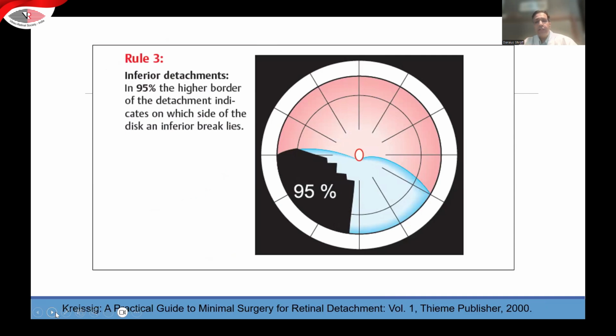What about inferior detachments? Inferior detachments are normally not so very bullous. They have shallow fluid. Again, the key is looking at the borders of the inferior detachment. And in 95%, the higher border of the detachment will tell you which side the break lies. So please examine the borders of the RD carefully and look where the fluid is going higher, because all these rules are based on gravity, based on the break, and they're all very, very logical. So based on gravity, if it's higher on, for example, the nasal side, then there's more likelihood of the break being on that side.